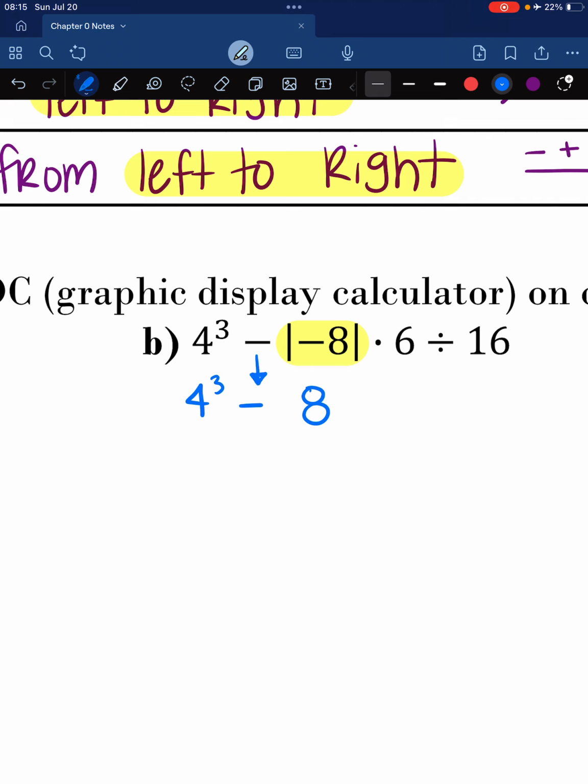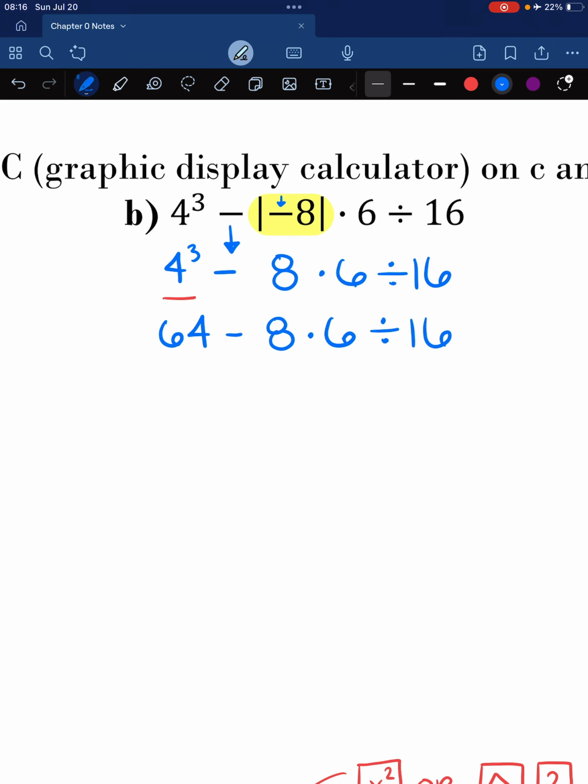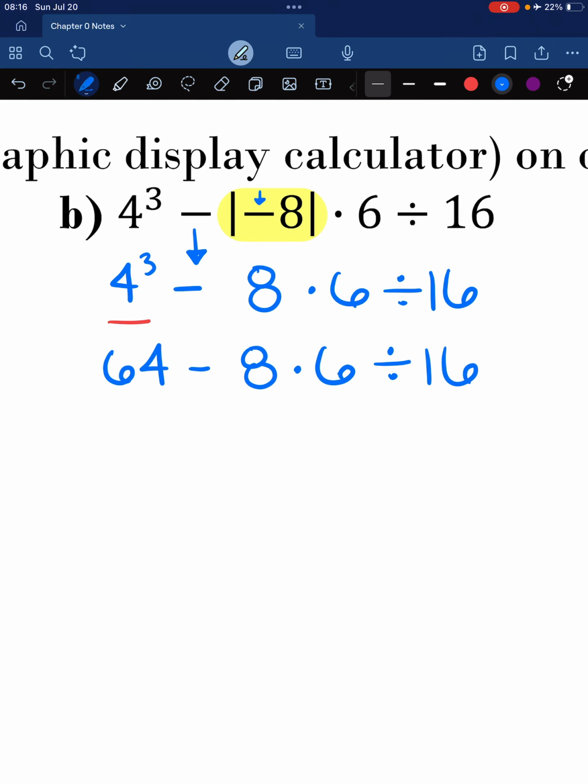Notice this subtraction symbol stays there. That's not inside the absolute value. It's just this guy that goes away. And then I have a times 6 divided by 16. Okay, and now I have an exponent, so I'll go ahead and do that. 4 times 4 is 16. 16 times 4 is 64, I believe. Feel free to correct me. I don't actually have my graphing calculator on me right now. So if that is wrong, I would appreciate if you fix that on your paper for yourself.